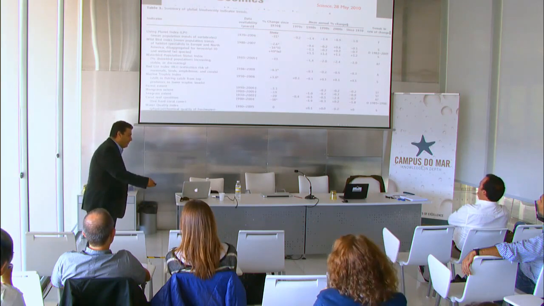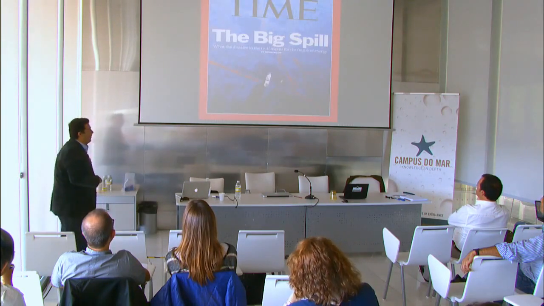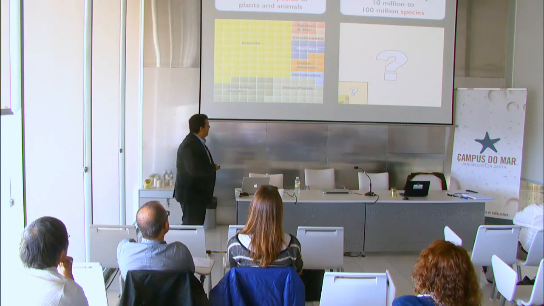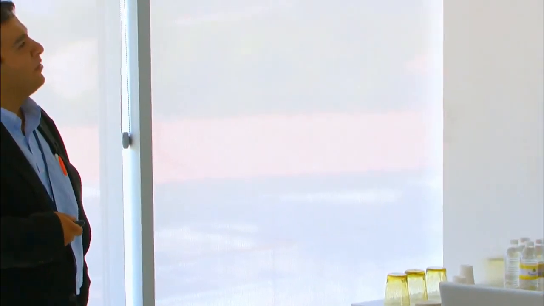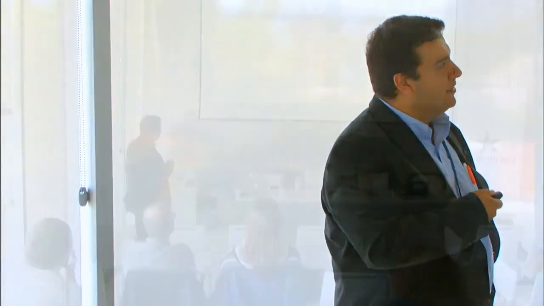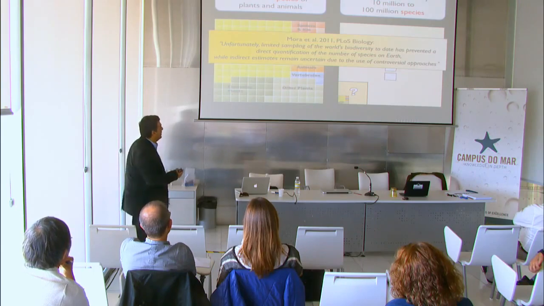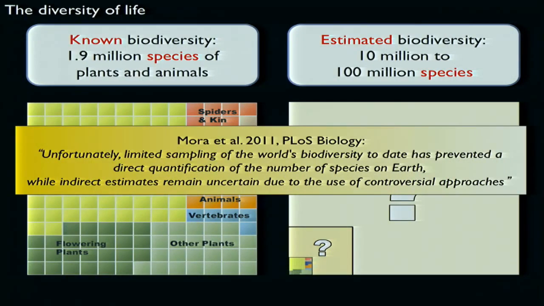So we're basically measuring the chemistry of water and trying to understand what's going to happen down the road to that system. And then when there are cases like this, we really need to go, these are the type of estimates we have that are really rough. And in fact, recently there was a paper, I don't know if you noted, in PLOS Biology, by a group of colleagues in Halifax. They came up with a number, 8.7 million species. But I don't have that number here because I don't think that's so important. What is important is what I think they mentioned in this quote, that unfortunately limited sampling of the world's biodiversity has prevented to date the direct quantification of the number of species on Earth, while indirect estimates remain uncertain due to the use of controversial approaches. So we don't have the tools to understand biodiversity.